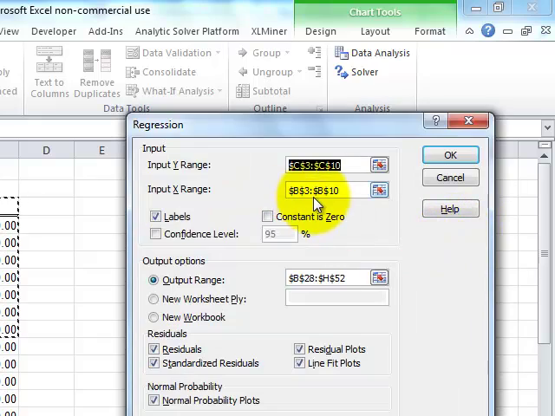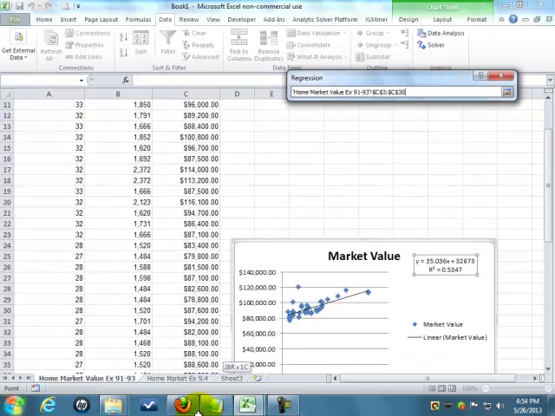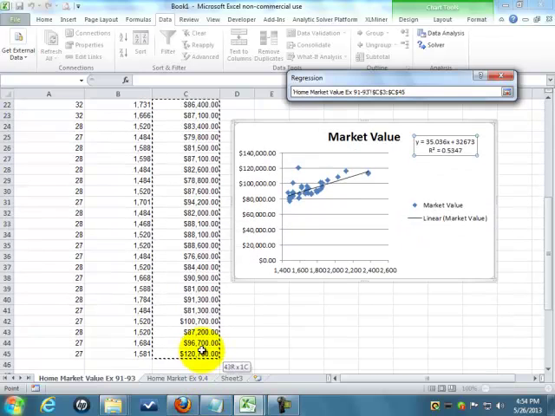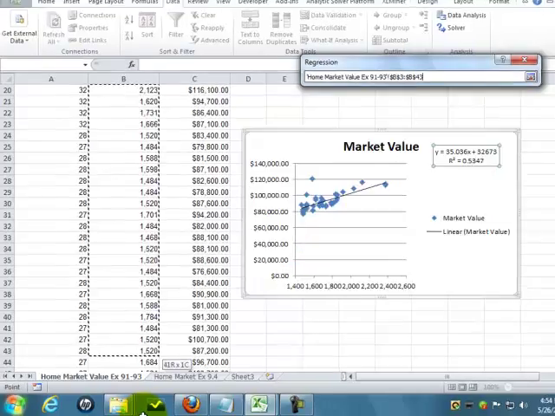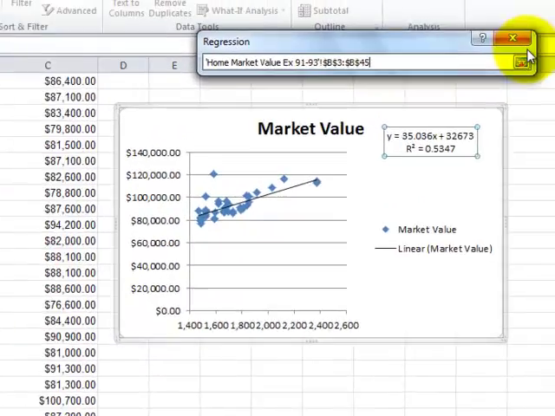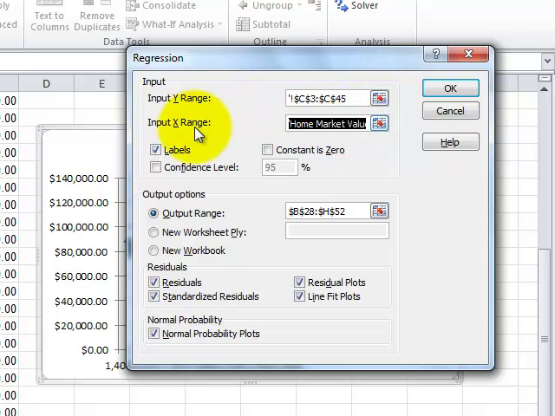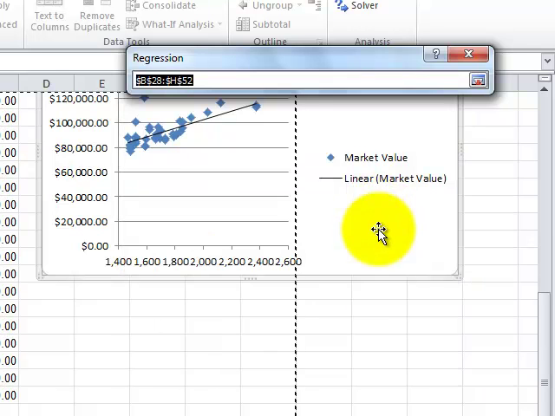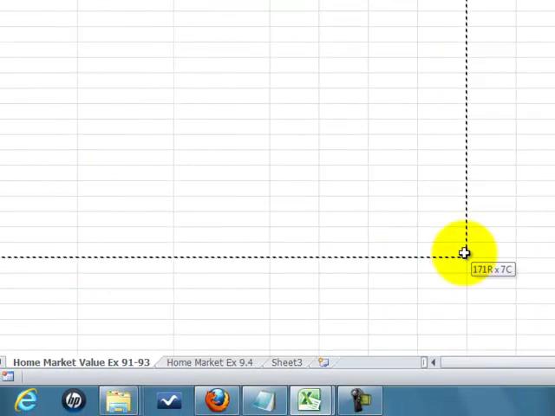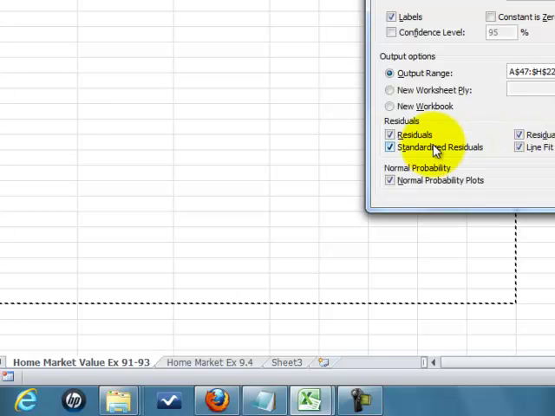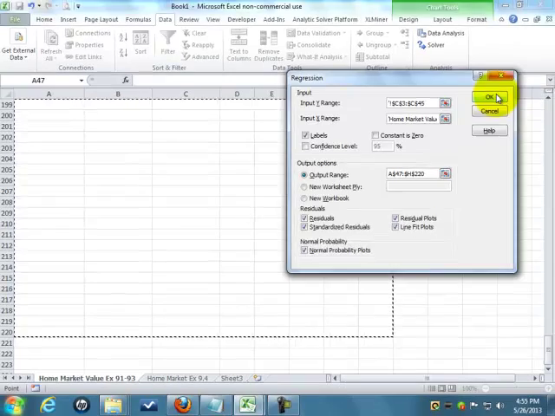And of course, it's going to say, what is the Y value or my output? Well, my output, what I'm trying to predict, is my market value. And then what's my input? Well, my input is the number of square feet. So I'll highlight that. Okay, and I clicked labels because I want the labels to be there. My output range, let's have it way down here. That should give us plenty of room. And give me all of this stuff and we'll figure out what it all means.